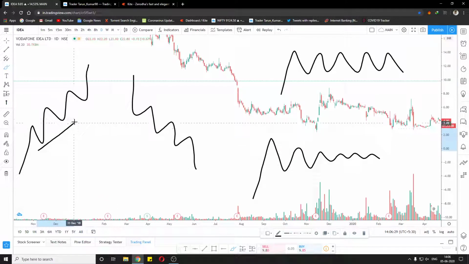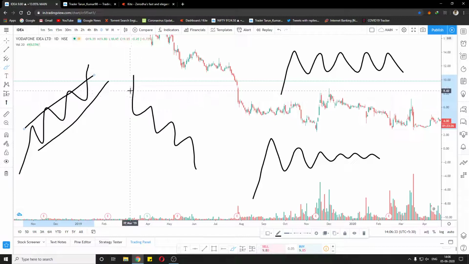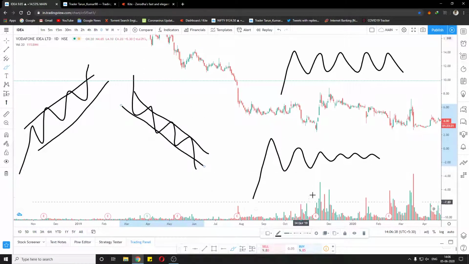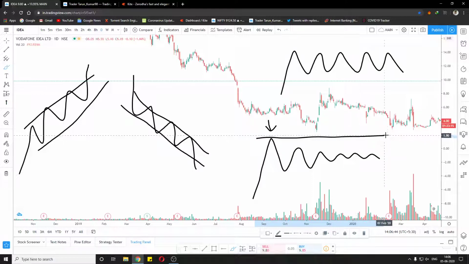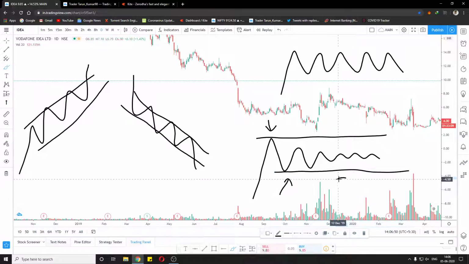So this becomes our lower trend line. This becomes our upper trend line. This becomes our upper trend line. This becomes our lower trend line. And in the sideways market, the first point where the market turned becomes our resistance, and the first point the market turned from the correction becomes our support.